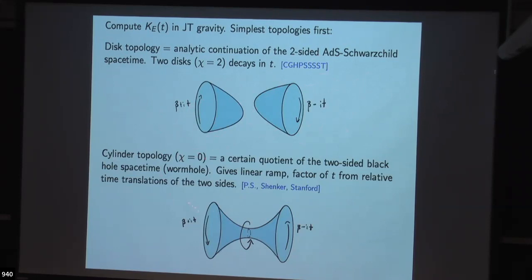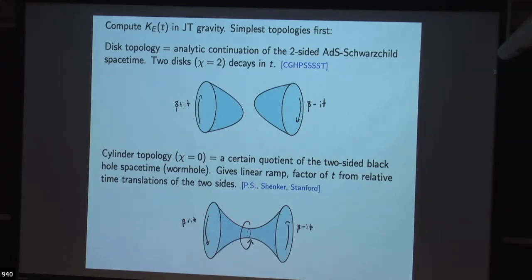The next order we can go to is a wormhole, a cylinder topology with Euler character 0. In JT gravity, or even in higher dimensional gravity, we can construct a cylindrical solution which is a certain quotient of the black hole spacetime. But the details about that aren't important. The point here is it's a wormhole that's a cylinder, and it gives the linear ramp in the spectral form factor.